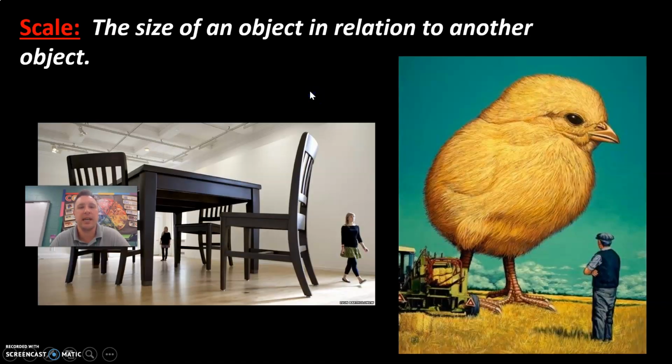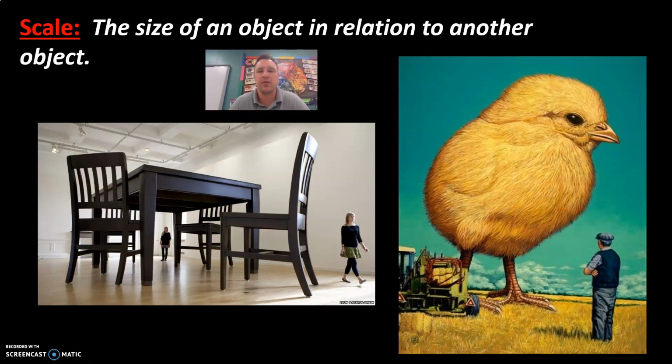All right, scale is the size of an object in relation to another object. A lot of times students get this confused with proportion, but whereas proportion is relating two parts to the whole of one thing, scale is the size of one object to another object. So if one thing is too big or too small, it's not in scale.